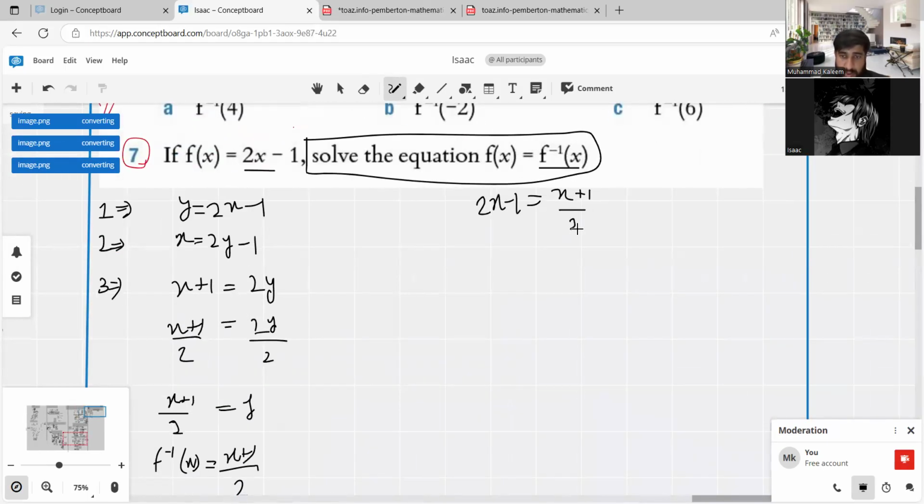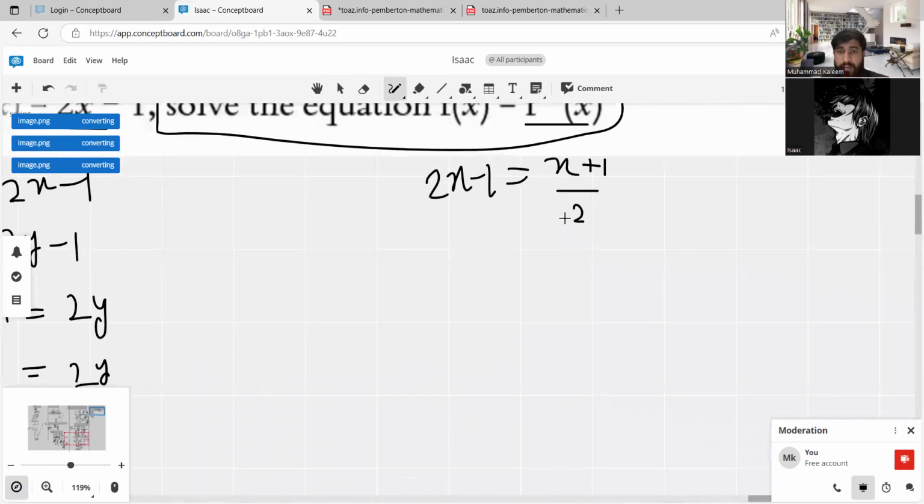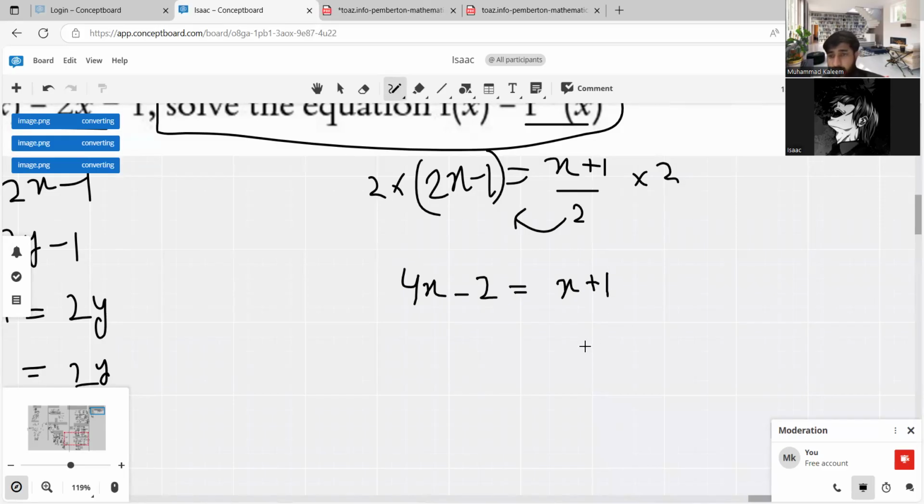Now we need to solve this equation. How can we solve it? Firstly, we will take this 2 to this side. My first priority is to get out of the fraction form, so I will multiply both sides by 2. If I write it like this, it means that this 2 is only multiplied with 2x, but I have to multiply this 2 with the whole left side. So it will be 4x minus 2, and on the right side, x plus 1 will be left over there. Does this make sense? Yeah.